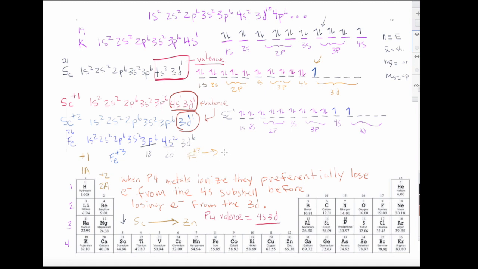plus 3 is going to be 1s2, 2s2, 2p6, that's 10 electrons, 3s2, 3p6, 18, and then the 4s is gone because we preferentially ionize out of the 4s before the 3d. These 2 electrons are hasta la vista. We need to take one more electron out of the 3d, so our final configuration is going to be 3d5 for the ion, and I'm going to underline the new valence.